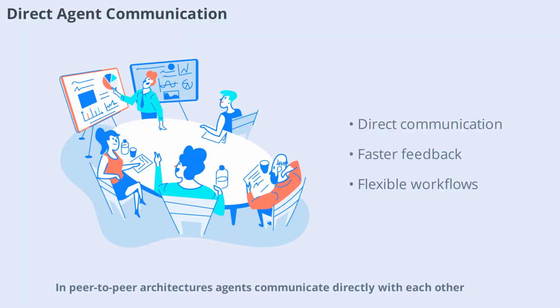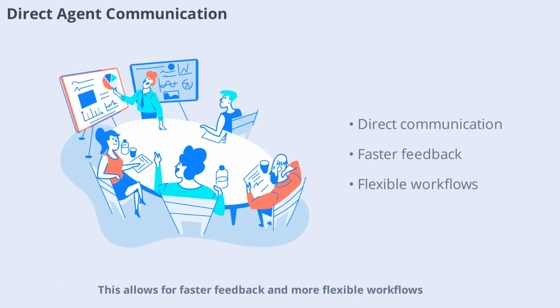In peer-to-peer architectures, agents communicate directly with each other. This allows for faster feedback and more flexible workflows as agents can pass outputs and requests without a central supervisor.